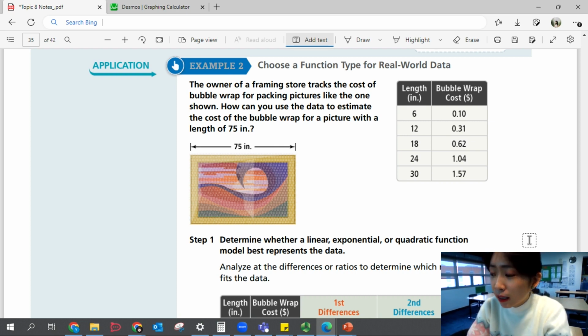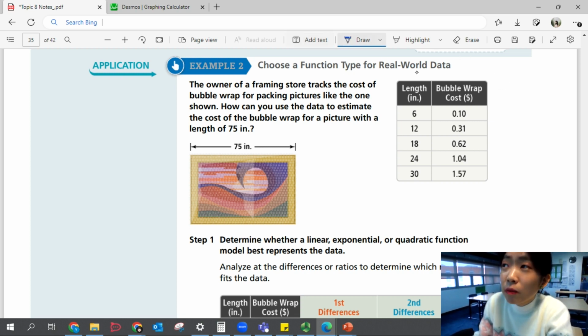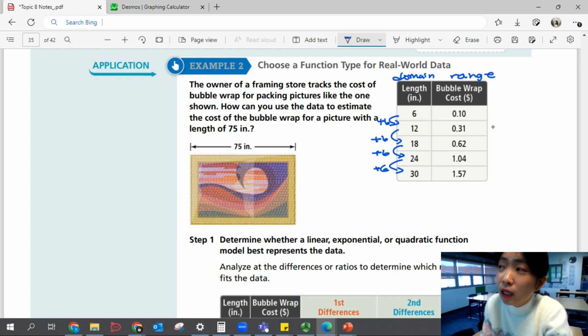So if you look at the data, we see the length and the bubble wrap cost. We can say that the length will be our domain, and the bubble wrap cost would be our range. And we see that the domain increases by 6. Make sure they are constant. Otherwise, our ratios and differences may not be accurate.